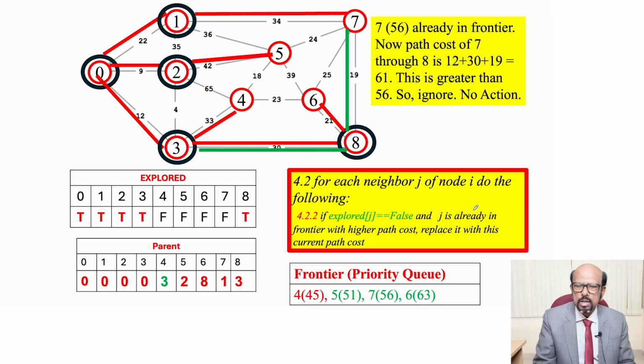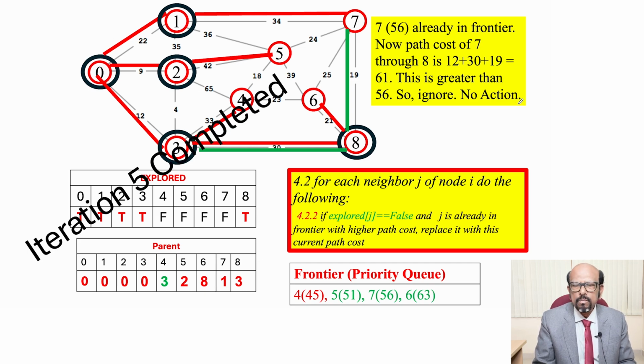For 8, 7 is a node already in the queue. It is not explored, but it is in the queue with path cost 56. Now, if you go through 8, what is the path cost? 12 plus 30 is 42, 42 plus 19 is 61. So, 61, it is already there with 56. So, we can ignore because the route through 8 is not advantageous. So, we can stop. So, that's all about 4.2.2. So, iteration 5 is completed.